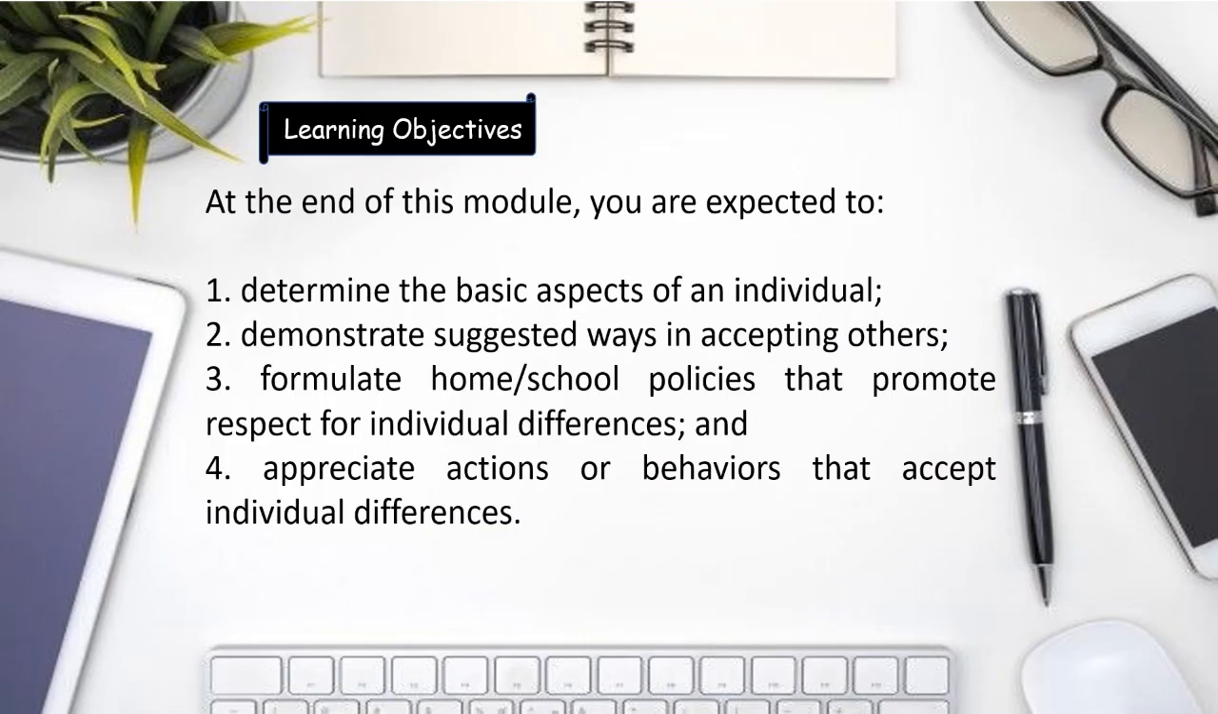At the end of this module, you are expected to: 1. Determine the basic aspects of an individual. 2. Demonstrate suggested ways in accepting others. 3. Formulate home or school policies that promote respect for individual differences, and 4. Appreciate actions or behaviors that accept individual differences.